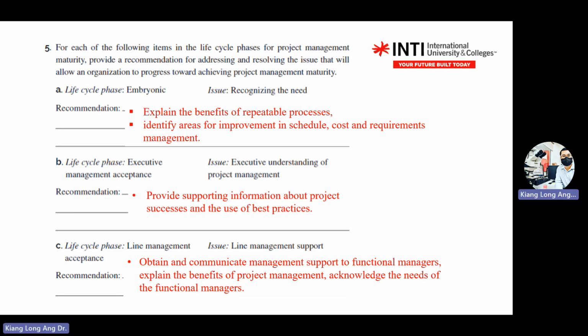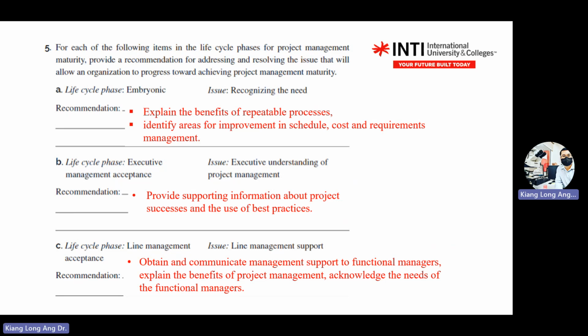Then you go to line management acceptance. Line management means functional, right? Once you get the executive approval, they approve the budget and the green light to proceed with these projects or to deal with these customers. Then you need to talk to functional units. But you have an issue of line management support. The functional manager doesn't think it's a good idea. So what do you do? You obtain and communicate management support to the functional manager. You communicate with the functional manager, explain the benefit of project management, and also, importantly, acknowledge the needs of the functional manager. The needs of the functional manager are important because they control the resources and the talent that you need.